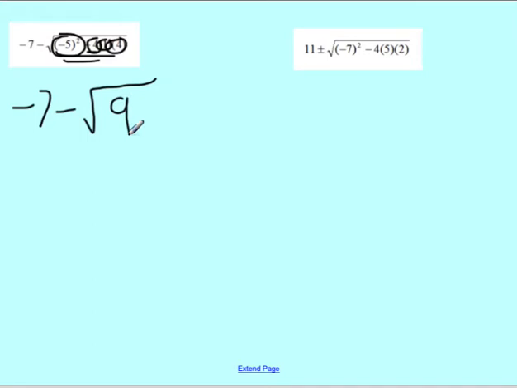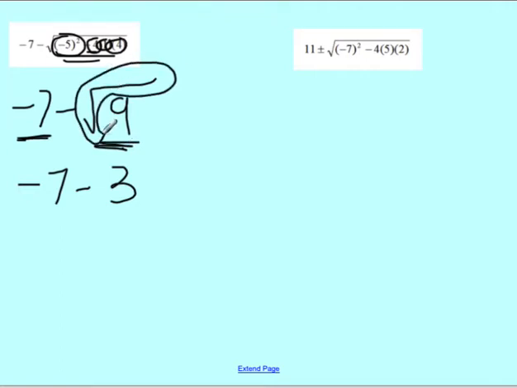So the square root of 9 is 3. Then we have negative 7 minus 3. We can't add these two until we get rid of this square root symbol. When I took the square root, I got 3. Now I can combine negative 7 and minus 3, and that's going to give me negative 10 for my final answer for that one.